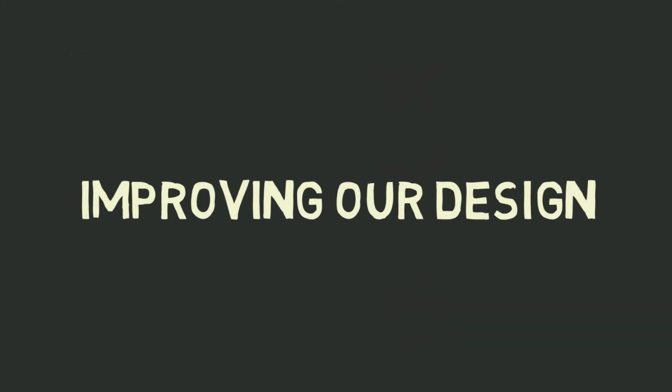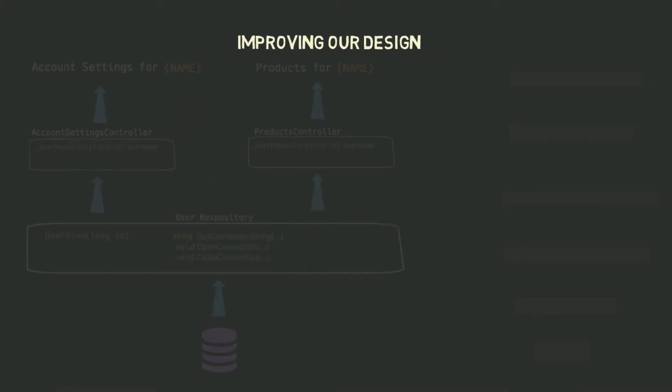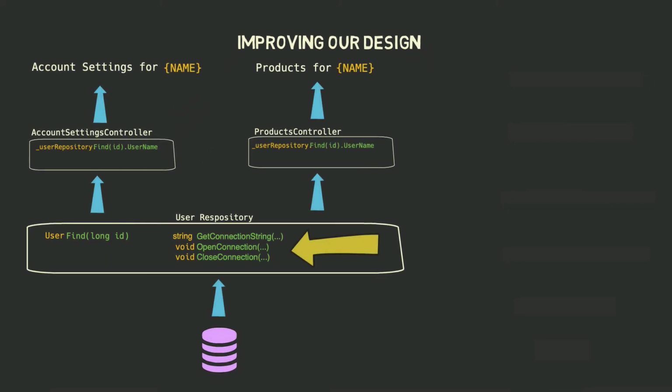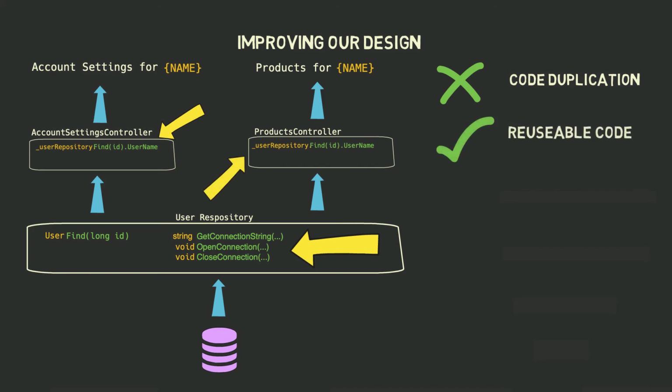Let's look at how we can use the repository pattern to help us solve some of the problems with our first design. The first improvement we can see is that our data access code is now centralized and our code duplication is gone. Both of our controllers are now calling a common method from a shared repository to retrieve a user and display the first name. Centralizing our data access code helped us adhere to the don't repeat yourself, or DRY, principle.